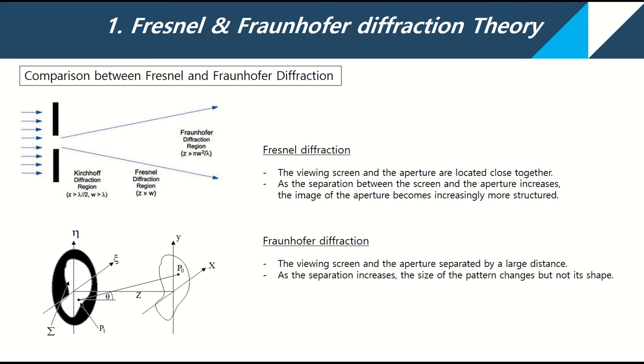There are observable differences between Fresnel and Fraunhofer diffraction. In Fresnel diffraction, the viewing screen and aperture are located close together. And as the separation between the screen and the aperture increases, the image of the aperture becomes increasingly more obstructed. In Fraunhofer diffraction, the viewing screen and aperture are separated by a large distance. As the separation increases, the size of the pattern changes, but the shape does not change.